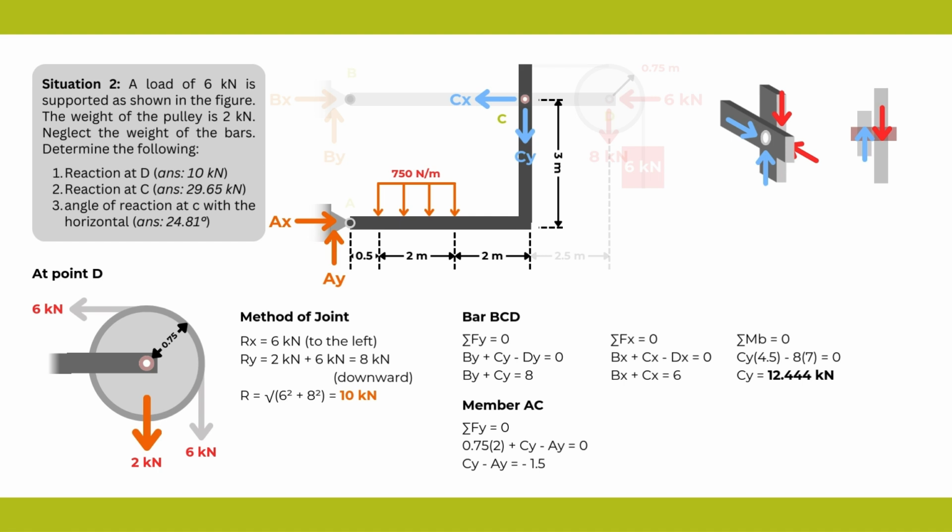So taking moment about A, considering counterclockwise as our positive direction, we will end up with this equation. And simplifying this further, we will get the horizontal reaction at C, which is equal to 26.917 kilonewtons. Now that we have our horizontal and vertical components for the reaction at C, perform na lang tayo ng Pythagorean theorem para makuha yung resultant force, which is 29.654 kilonewtons.